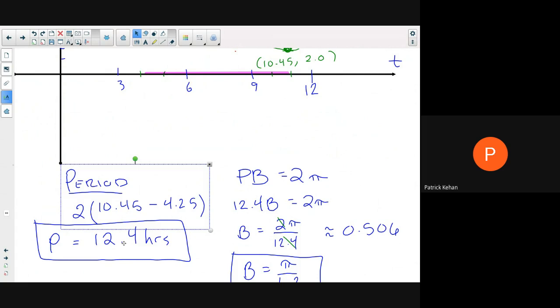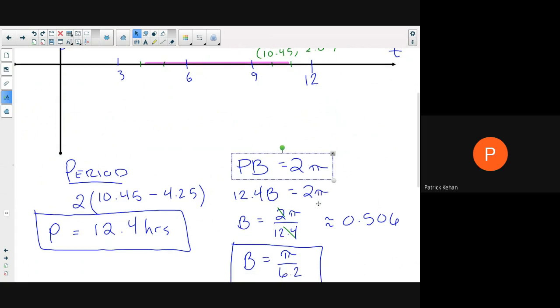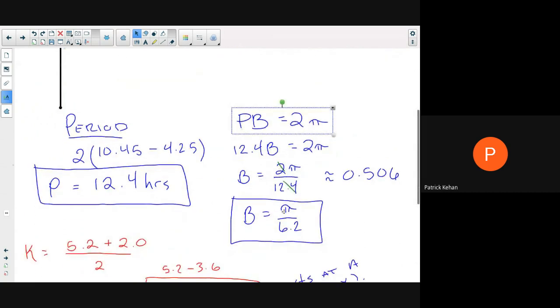Once we have our period, it's time to move on and find your angular frequency because that's part of the function that you need to produce. So remember that the period times the angular frequency is 2 pi, and this is a good time to identify that when we're working with these application problems, we want to always stick with radian measurements, all right? So that time unit is time in hours, but when we produce the angular frequency here, we want to do it in terms of radians. So 12.4 times b equals 2 pi, solve for b. And I simplified this fraction to pi over 6.2.